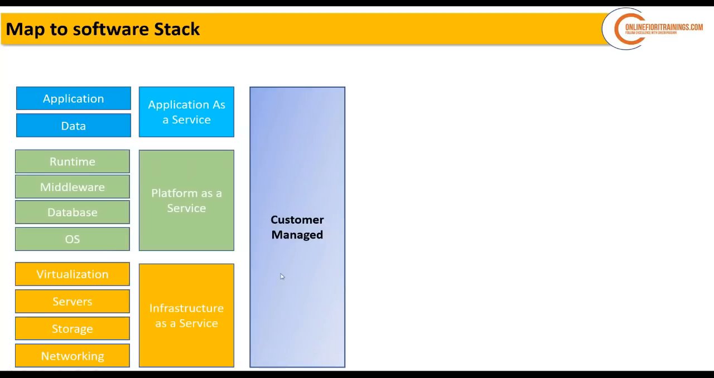So here you see it is customer managed, which means your company is managing the complete thing. They are managing the hardware, the infrastructure, and the platform, and then finally the applications. They are taking care of that. That becomes on-prem software. A so-called example would be your ECC system. That's on-prem software where your company is managing everything.